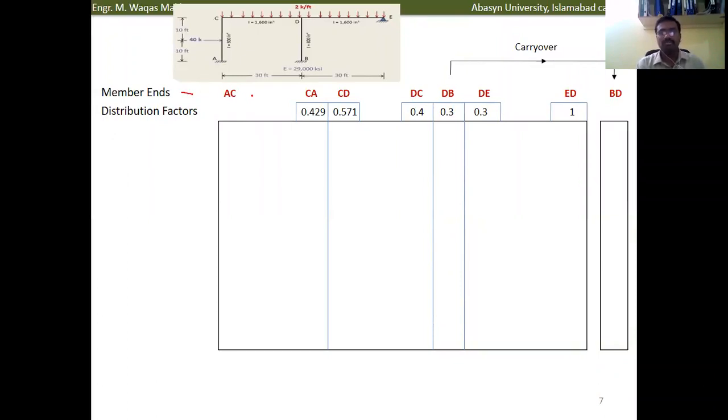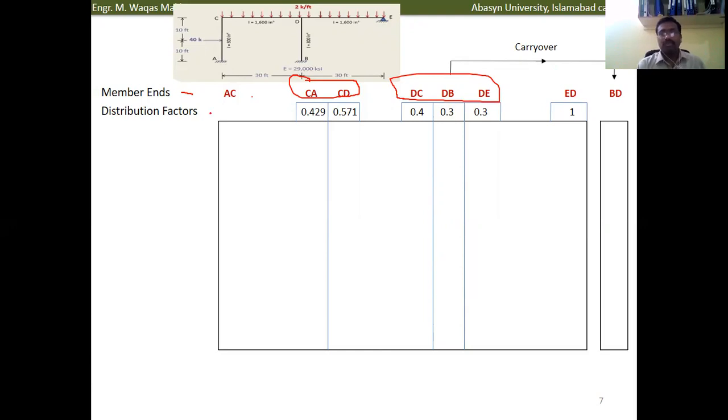members, that is AC, CA, CD, DC, DB, DE, and ED. Remember that we are going to write all the members that are connected to one joint at one place. Like all the members of the joint C will be written closer to each other. Similarly, all the members that are connected to the joint D will be written with each other. Similarly, E, A, and E.